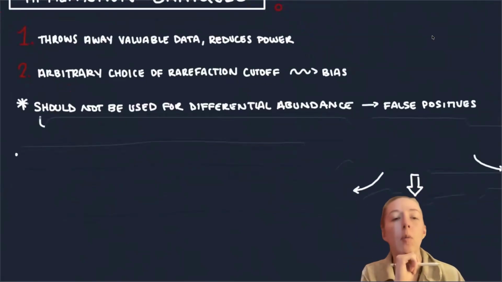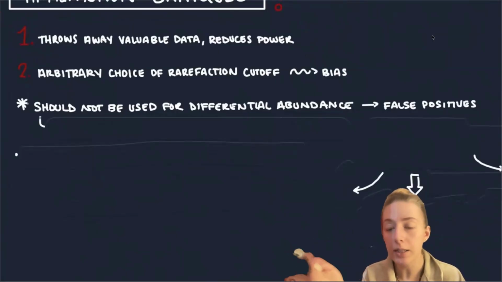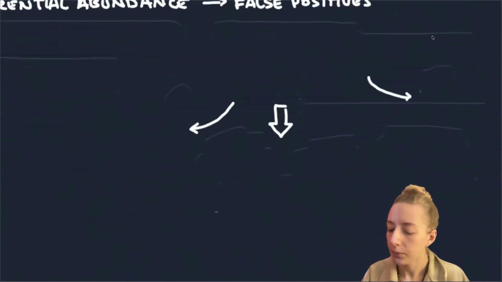A key thing here: one of the types of microbiome analyses we should never use rarefaction for is differential abundance, because this could result in false positives. Let me show you how.